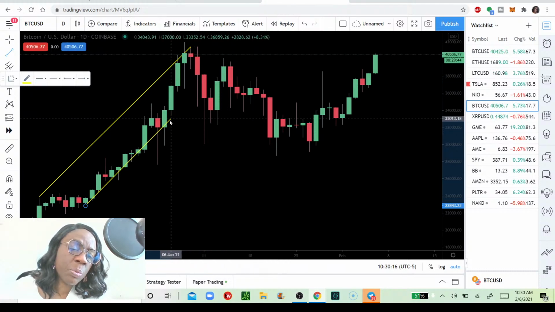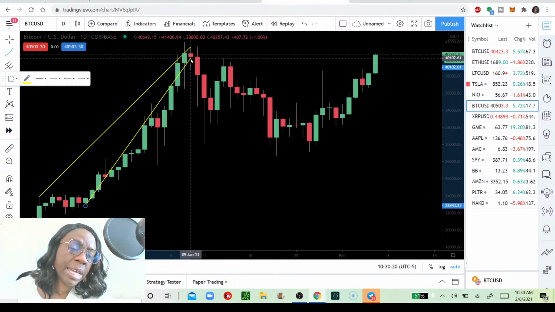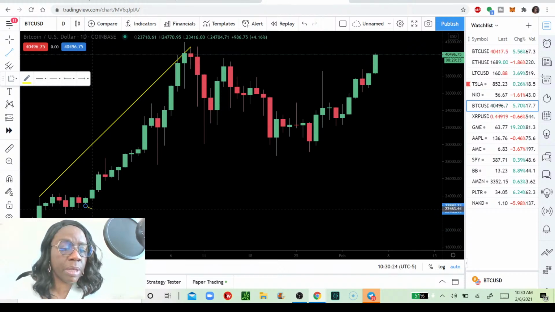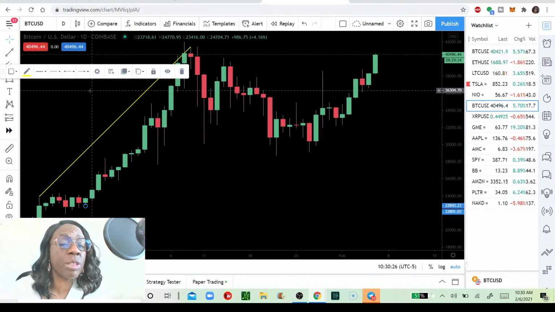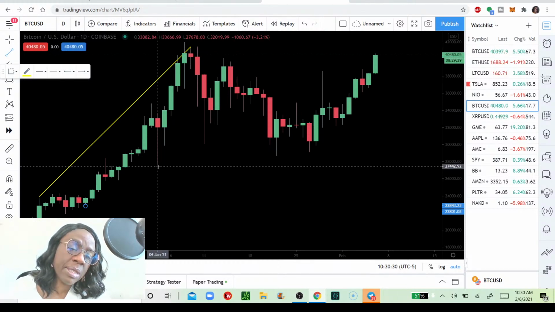Up to this point, I get some touches, but then I see there's some movement in these last 3 candles up here. So I'm going to change my thoughts on where I'm drawing my trend line, and I'm going to take my trend line actually from this swing low.